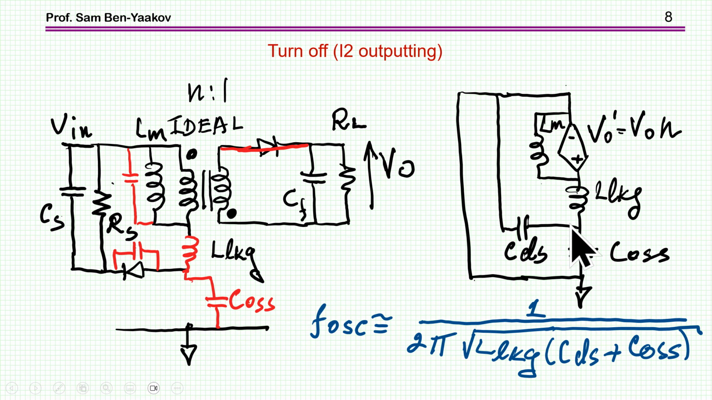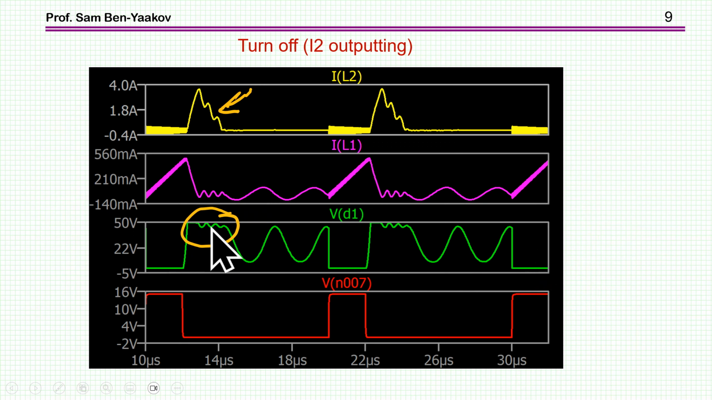So we have now actually a resonant circuit. This is a short for AC because it's a voltage source. So we have an inductor and then two capacitors in parallel. Now the resonant frequency will be, of course, 1 over 2 pi times the square root of the inductance, which is this one, and the sum of these capacitors. And this will cause this oscillation here. We're talking about this oscillation here.